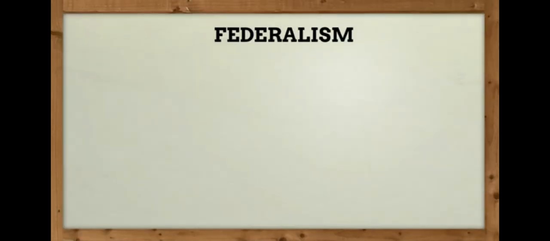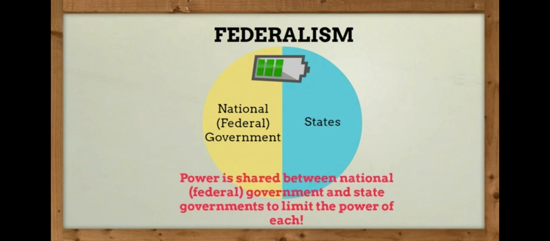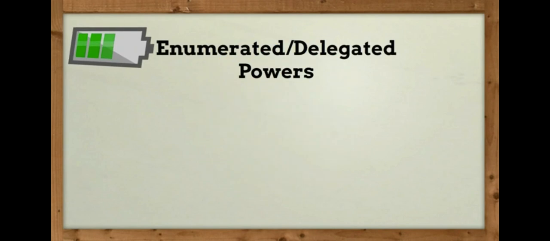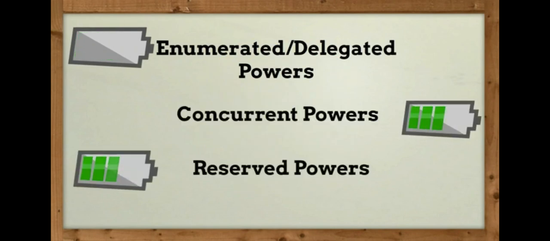By defining our terms, and of course the most important term is federalism. Federalism is the idea that power is shared between the national or federal government and the state governments to keep either the national or the state governments from getting too powerful. To define the powers between the national and state governments, the Constitution includes three types of powers. We have enumerated or delegated powers, concurrent powers, and reserved powers.